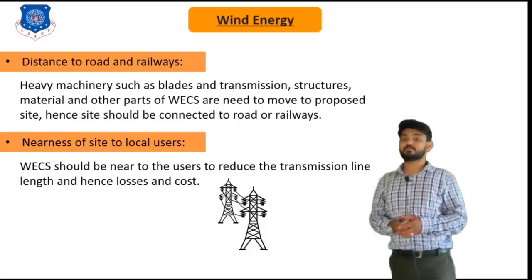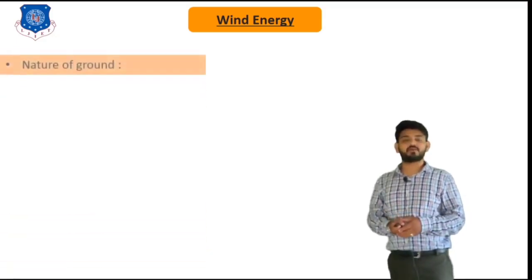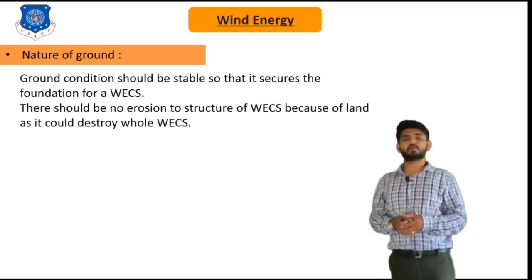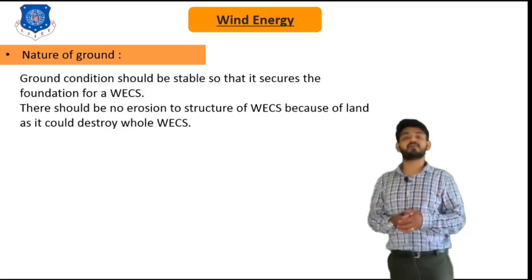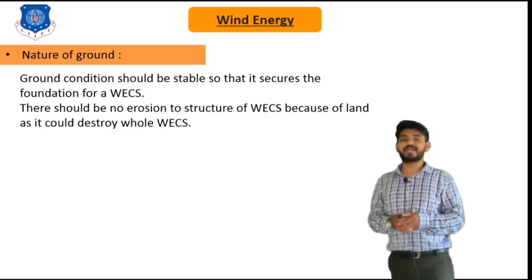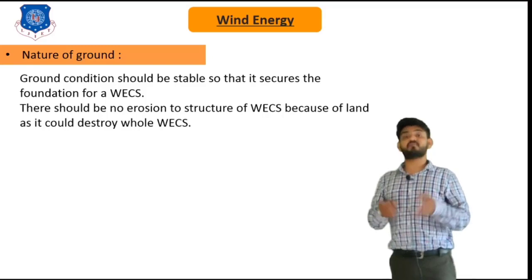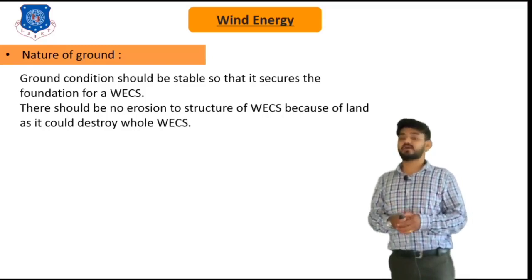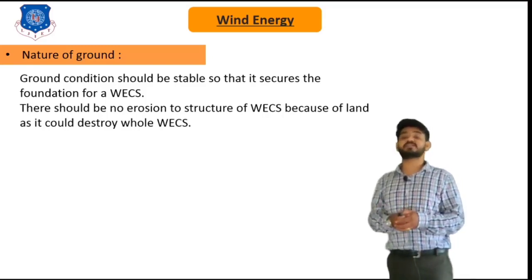Now, let's move to the next criteria, and that is nature of ground. Ground condition should be stable so that it can secure the foundation of the wind energy conversion system. Not only that, there should be no erosion of the structure of the wind energy conversion system because of land, as it could destroy the wind energy conversion system.